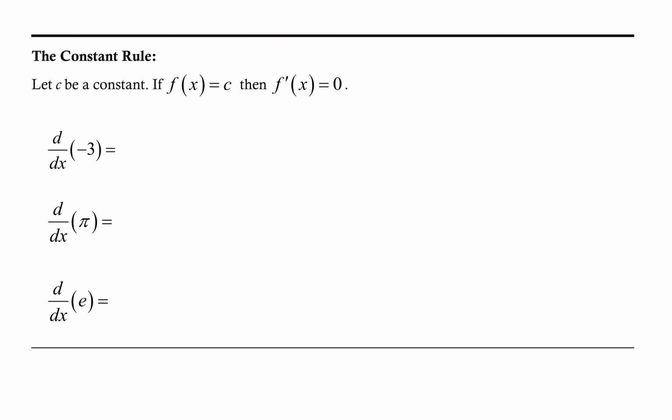So this notation means the derivative of -3. Well, -3 is a constant, and therefore its derivative is 0.